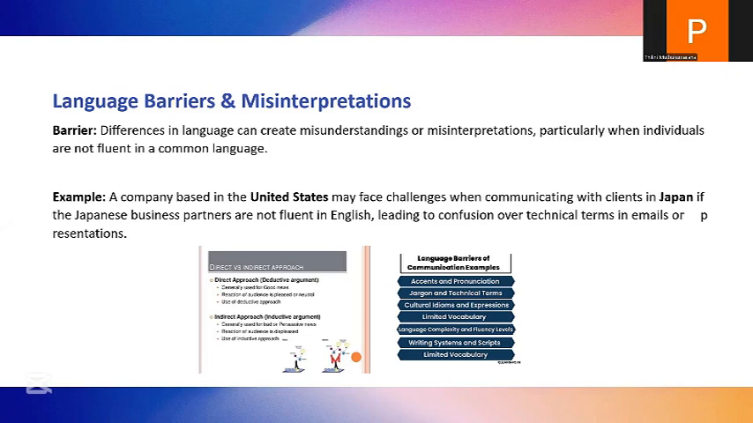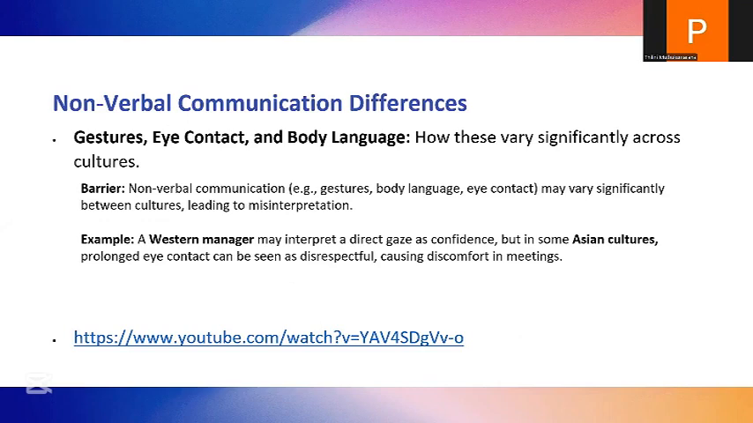So, for example, a company based in the United States can have challenges communicating with a client in Japan because Japanese partners are not very fluent in English, right? So this may lead to confusion over technical terms, in emails, and in presentations. So that's what we call language barriers.